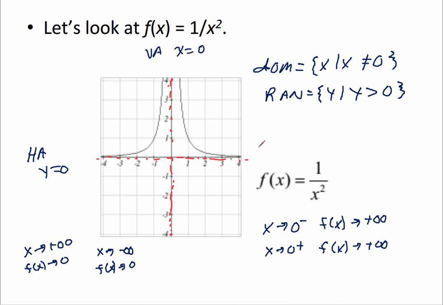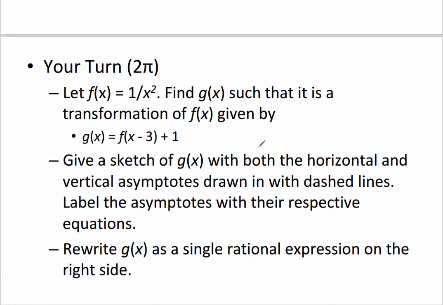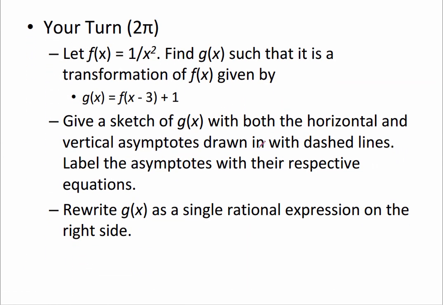Let's blow past that because we just did all of that information, and I don't need to do it twice. Let's look at your turn 2π. It says to use g of x now equal to f of x minus 3 plus 1, where in this case f of x is equal to 1 over x squared.